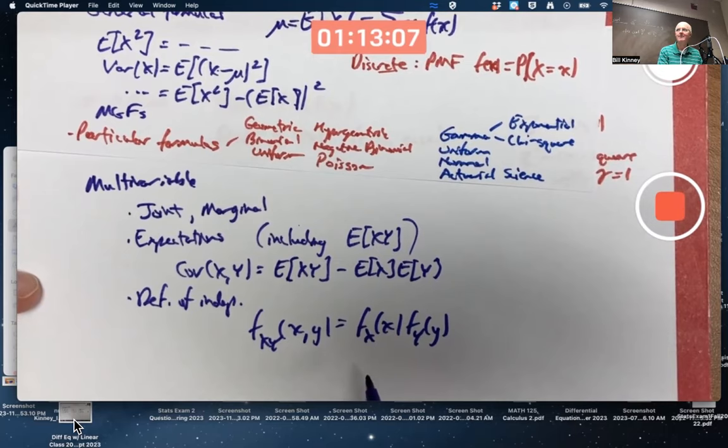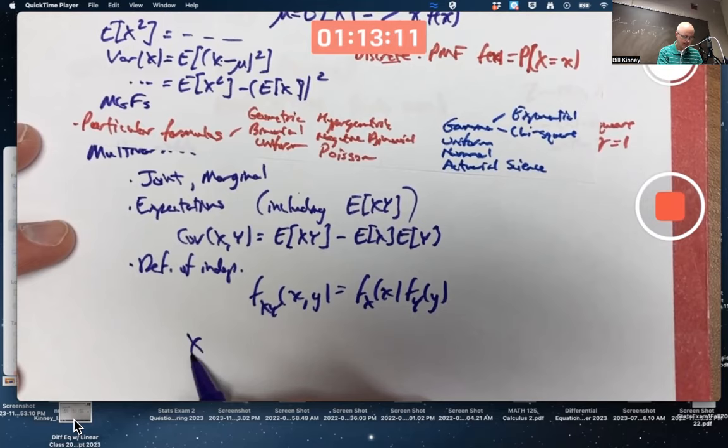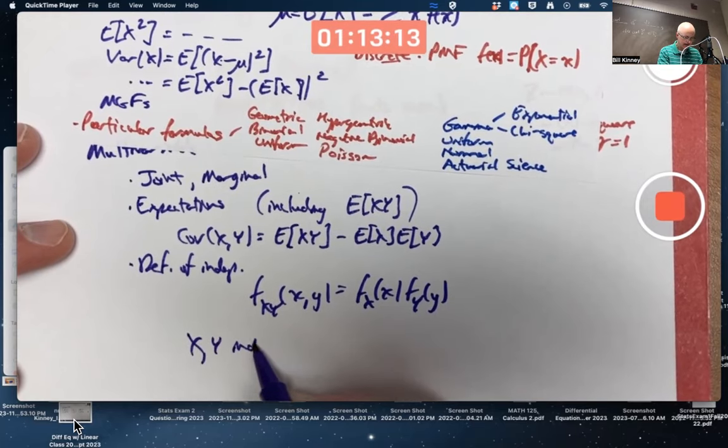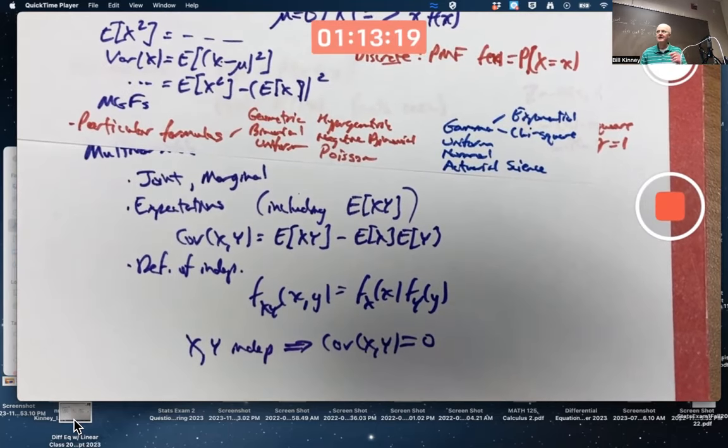You also have the fact that if 2 random variables are independent, then the covariance is 0. But that's not an if and only if. If the covariance is 0, that doesn't necessarily mean X and Y are independent. We wish it did, but it doesn't.